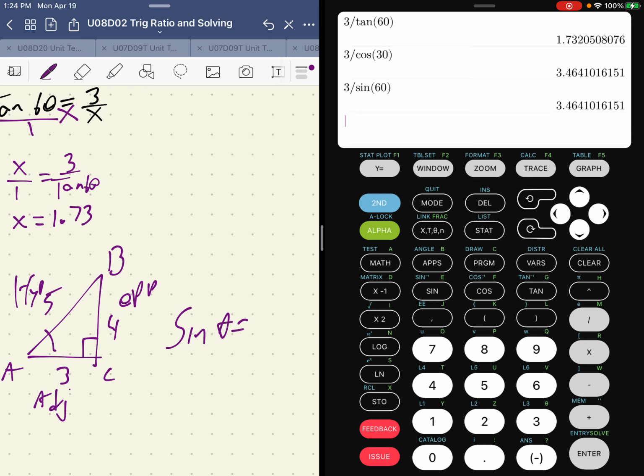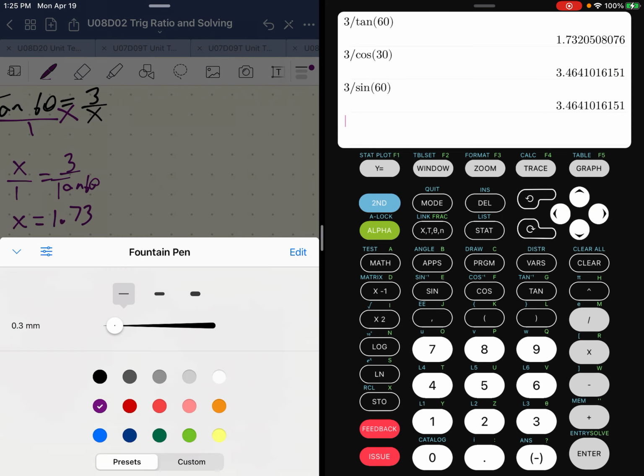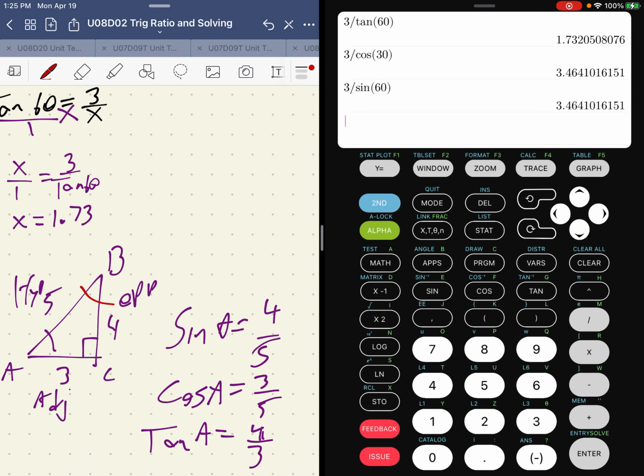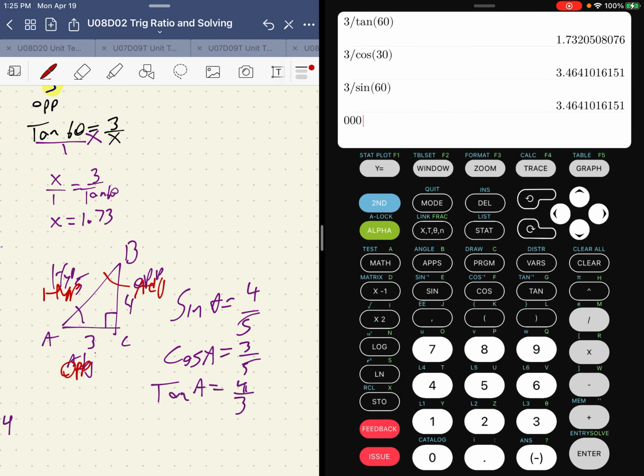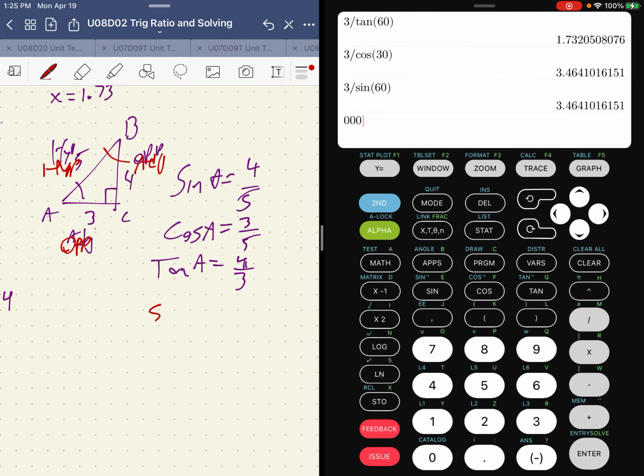So the sine of A is going to be equal to 4 over 5. The cosine of A is going to be equal to 3 over 5. And the tangent of A is going to be equal to 4 over 3. If we were to find the trig ratios from B, this side would be the opposite, and this would be the adjacent. This one is still the hypotenuse. So we're going to write the trig ratios for this.